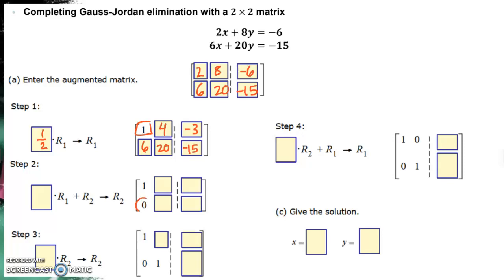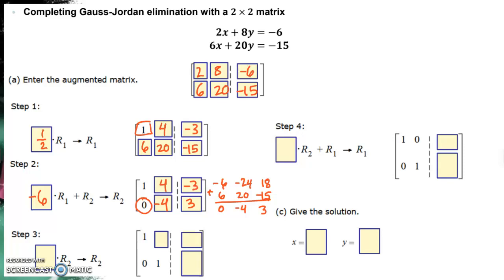And the next step is, how do I get a 0 here? Well, if I take negative 6 times row 1 and add row 2, I'll get a 0 there. So I replace row 2. So negative 6 times row 1 is negative 6, negative 24, and 18. And then I'm adding row 2, which is 6, 20, negative 15. So I end up getting 0, negative 4, and then 18 plus negative 15 is 3. So I'll have 0, negative 4, and 3 in the second row, and 1, 4, and negative 3 in the first row.